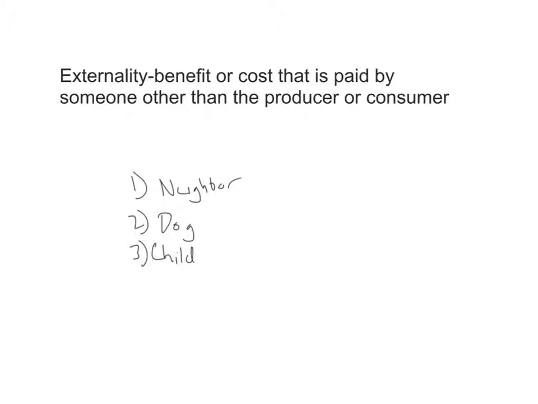So first things first, we're going to define an externality. An externality is a benefit or cost that is paid by someone other than the producer or the consumer. Externalities can be enjoyed by literally anyone. This could be your neighbor, your child, your dog, anybody.